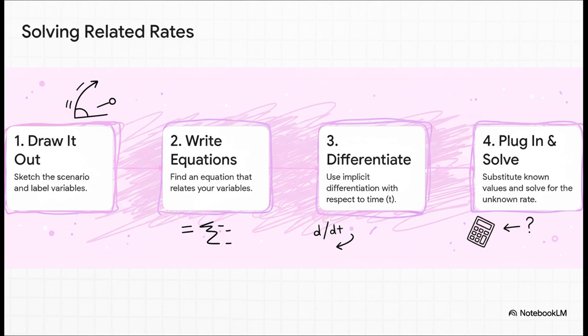First, and I mean always, draw a picture to see what's going on. Second, find an equation from geometry that connects your variables. Like for that ladder, it's probably the Pythagorean theorem. Third, here comes the calculus. You differentiate everything with respect to time. And finally, you just plug in all the numbers you know and solve for the one you don't.